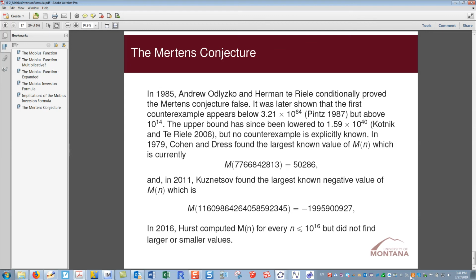So you can see that this particular number, which has to do with the Mobius mu function, is of active research interest to lots of pure mathematicians, and I thought it was a nice way to end the chapter.